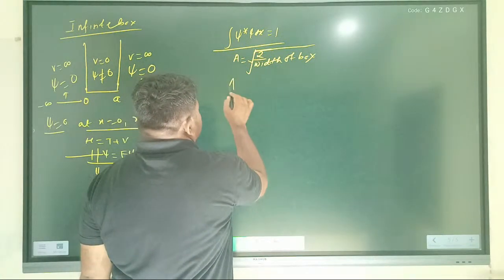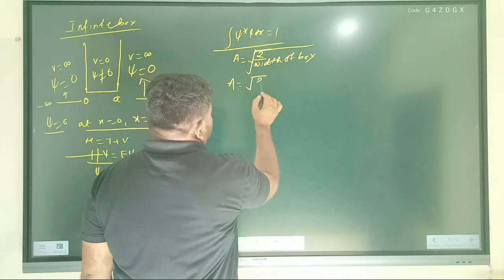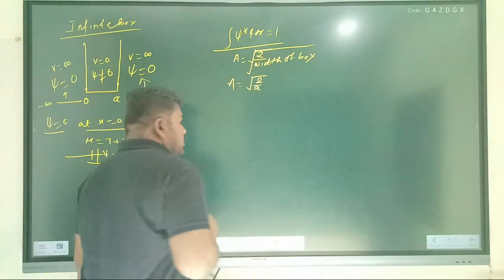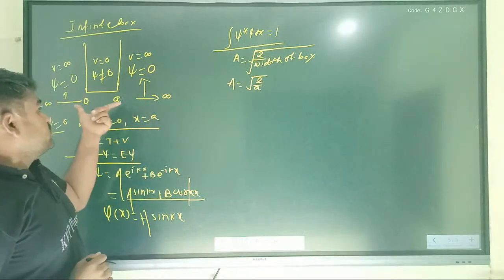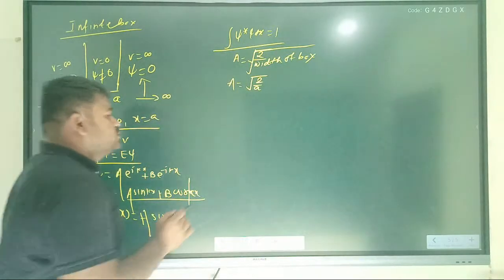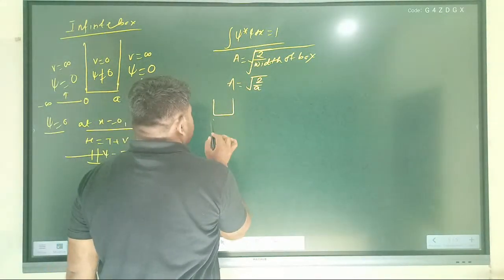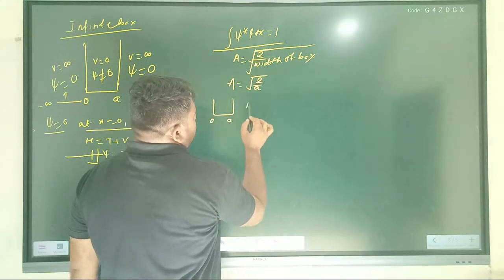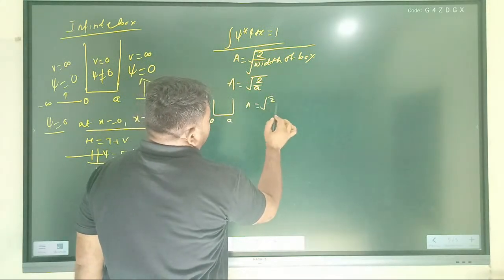Then what is the normalization constant? Normalization constant is root 2 upon a. Okay. Suppose the width of the box is 2a. Then what is the normalization constant? For 0 to 2a, A is equal to root 2 upon 2a.